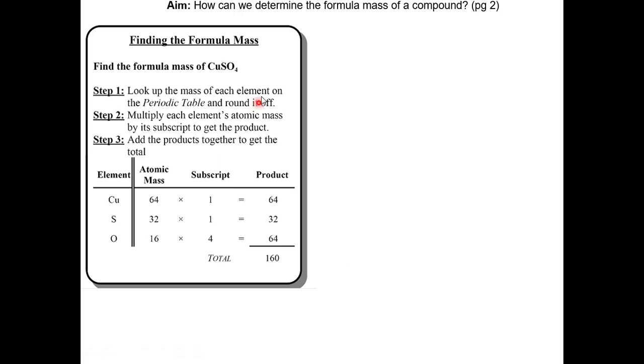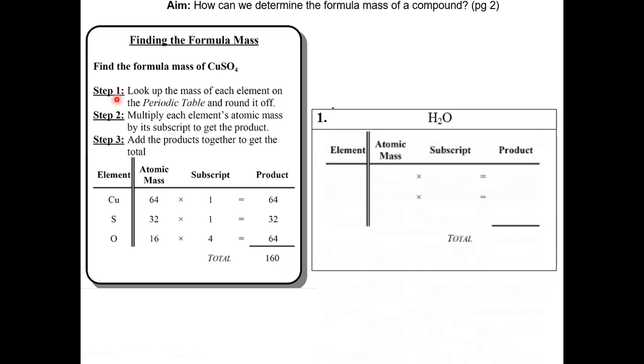So here's the procedure for calculating the formula mass. You first look up the mass of each element on the periodic table and round it off. Multiply each element's atomic mass by its subscript to get the product, and add the products together to get the total. So here's an example of copper sulfate. In the example, we first look up the atomic masses of each element in the chemical formula, then we multiply the atomic mass by the subscript in the chemical formula, we add them up, and that will be the formula mass of the compound.